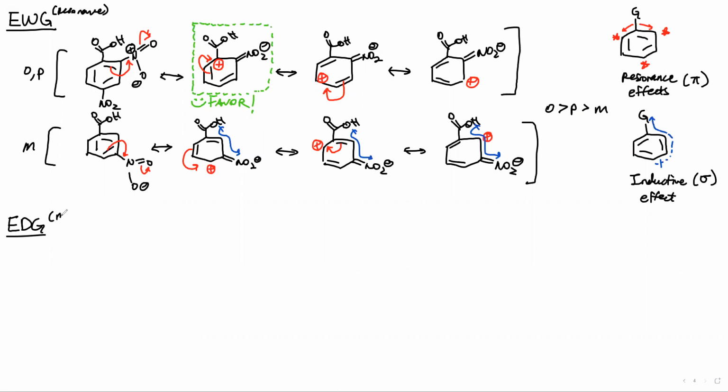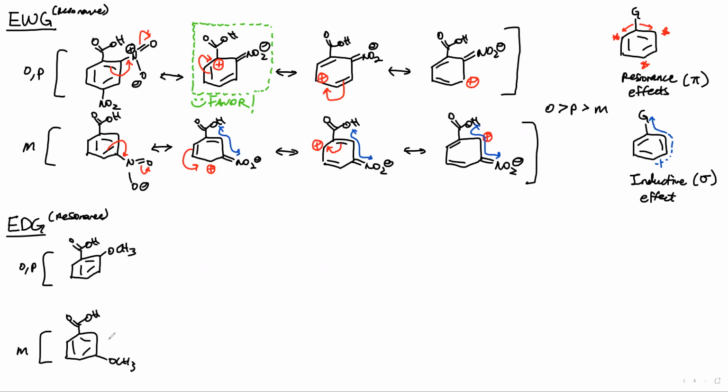When it comes to EDGs, and again, we're primarily focused on the resonance EDGs, we're going to do the exact same thing. This is probably a great time to get ahead of me and try to draw these resonance forms on your own. I'm going to use OCH3 because that's a great group to use. Think about whether there are going to be resonance effects in either of these. Do you think these resonance forms are different from the ones we've shown here?